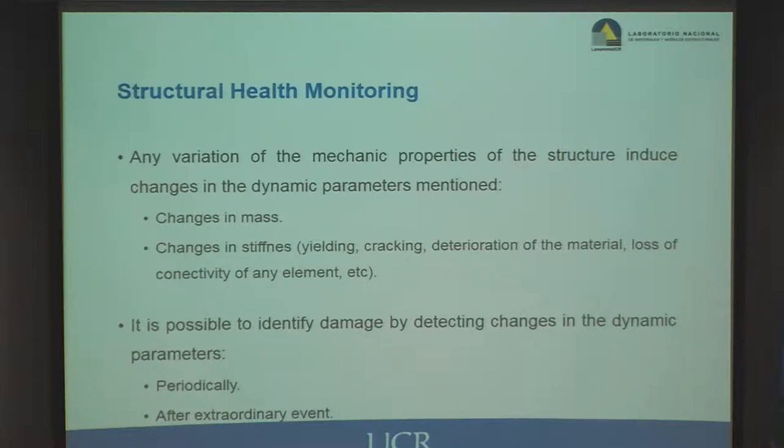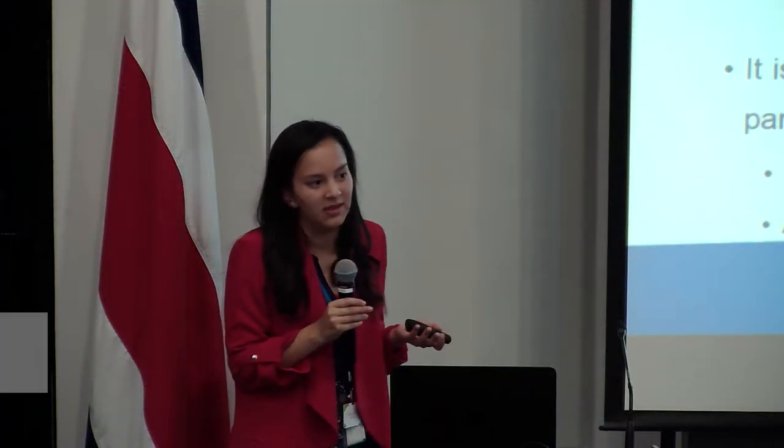The premise of structural health monitoring is that any variation in the mechanical properties of the structure induces changes in the dynamic parameters that I mentioned before. These changes can be changes in mass or changes in stiffness, like yielding, cracking, deterioration of the material, loss of connectivity, etc. It is possible to identify damage by detecting changes in the dynamic parameters periodically or after an extraordinary event. Here I want to say that in our context, permanent monitoring is not ideal.